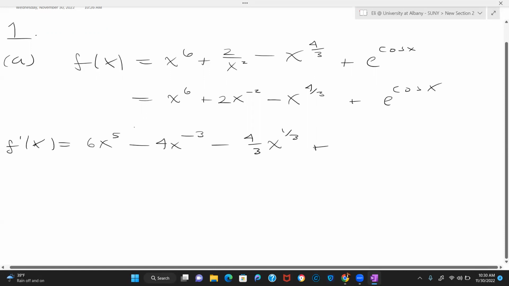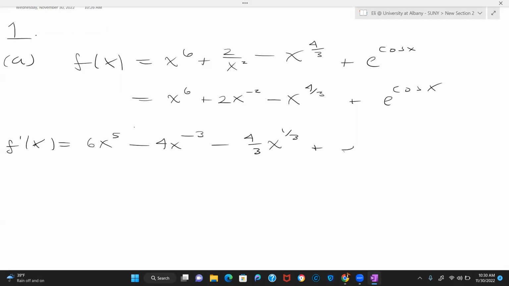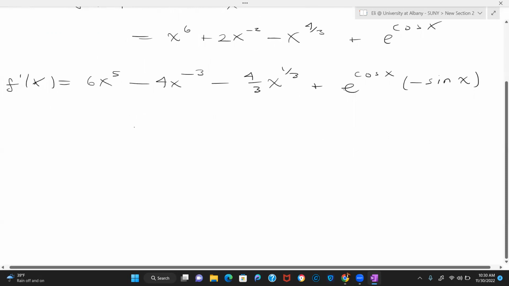And then at this point, you need chain rule for e to the cosine x. So you take the derivative of the outside function, it's just e to the x, so that's just e to the cosine x. And then you multiply by the derivative of the inside function, which is cosine x. So that'd be negative sine x. All right. So that's that.